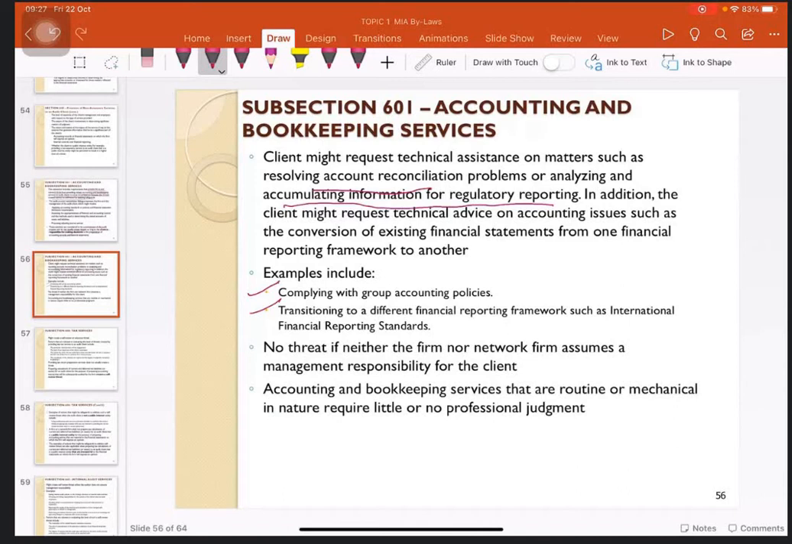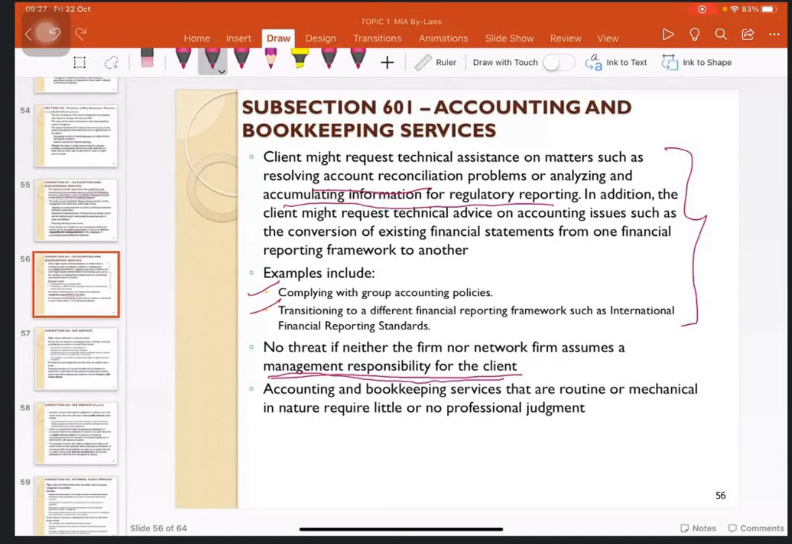Okay. So no threat if the firm does not assume the management responsibility for the client. Basically kalau you nak provide all these services, because kita bagi advice kepada client kan, basically there is no threat kalau management yang make the decision. Okay. Accounting and bookkeeping services are routine or mechanical in nature, required little or no professional judgment.